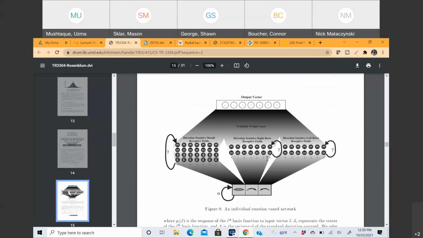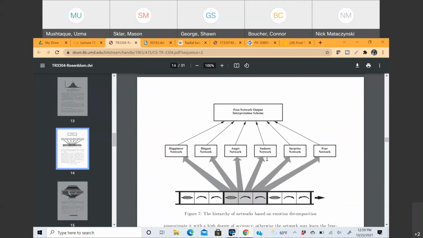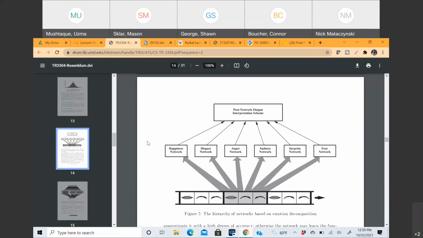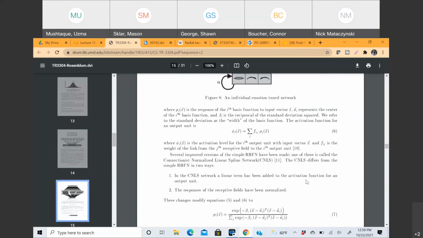So they are basically trying to determine, just by looking at a picture, the sentiment of that picture. That's the problem they're trying to solve. For example, here, happiness, disgust. They have a different network for each one of those. But the thing that I wanted to show you is here.